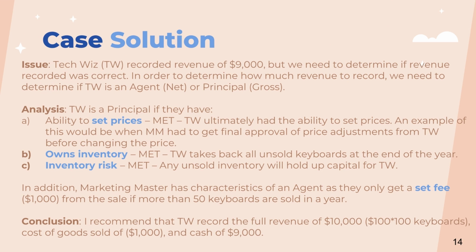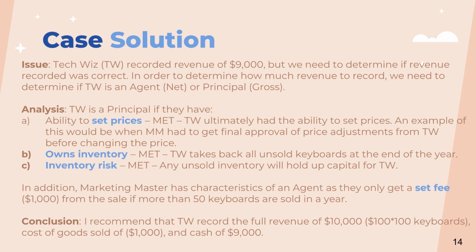So here's how I would answer this question. I would first start with the issue. So the issue statement is that TechWiz recorded revenue of $9,000, but we need to determine if this revenue is recorded correctly. In order to determine how much revenue is recorded, we need to determine if TW is an agent or a principal. The analysis would be TW is a principal if they have the ability to set prices. And this criteria is met because TW ultimately had the ability to set prices. An example of this was when MM asked them for final approval to adjust the prices.